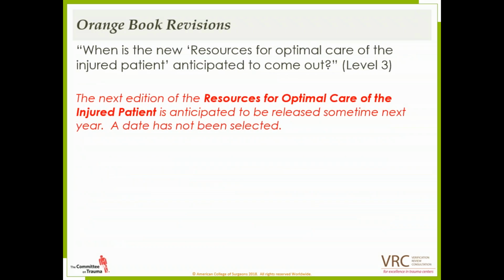When is the new Resources for Optimal Care of the Injured Patient anticipated to come out? That's a great question. We are still working through the revision process. We've only completed a handful of chapters and it's still ongoing. So we are anticipating sometime next year. We don't have a date selected or a date that we're going to release this information yet.